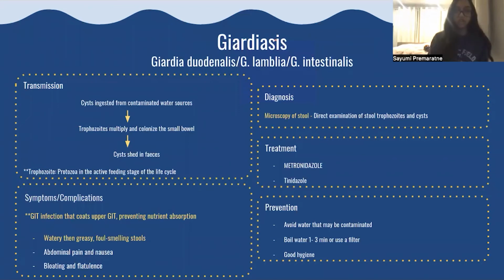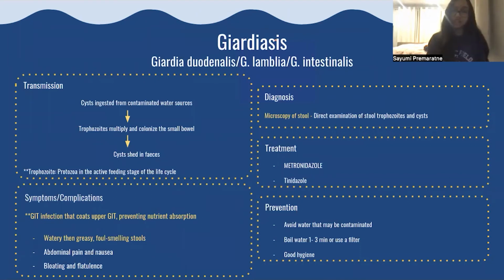Because you can't absorb things like fats in your food, you end up with first watery, but then greasy and foul smelling stools because you have more fat and lipids in there. And because it's of the GIT, you get typical abdominal pain, nausea, bloating, flatulence.